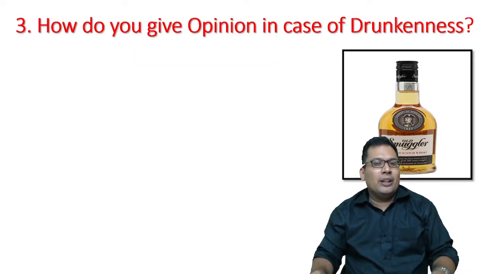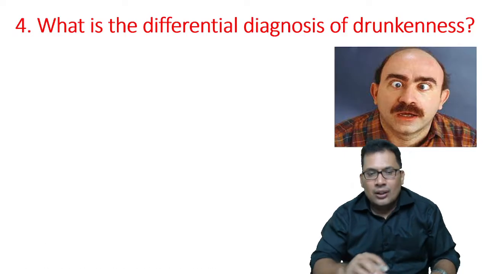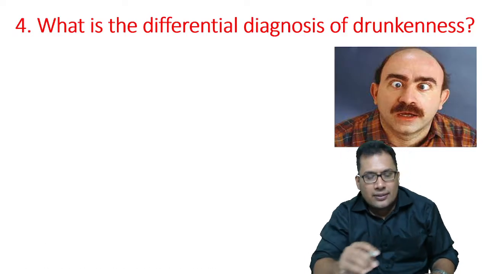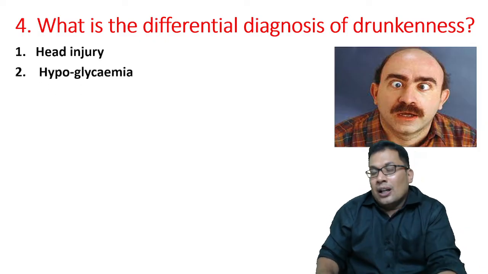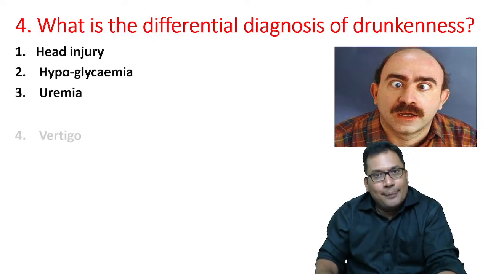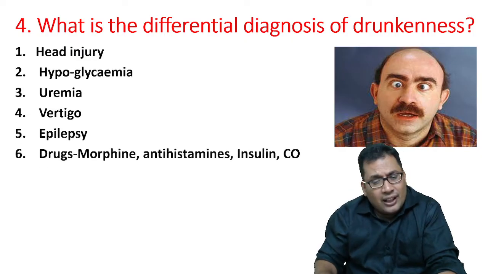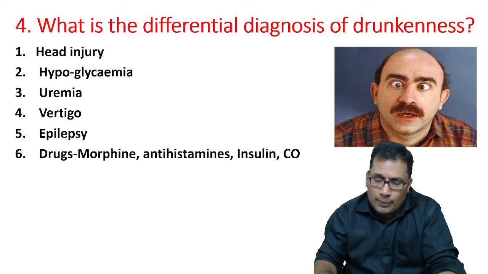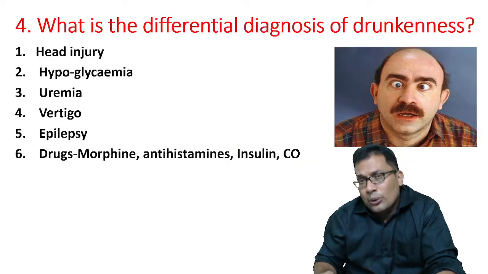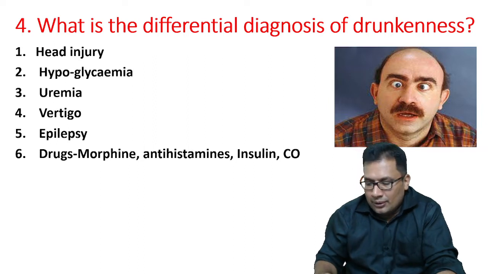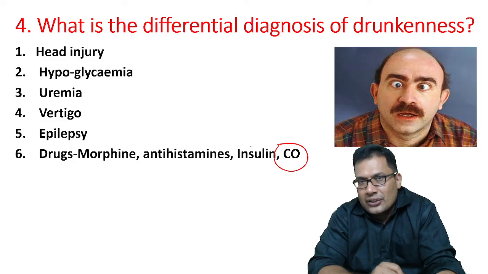How do you give opinion in case of drunkenness? Did we discuss that? What is the differential diagnosis of drunkenness? Head injury like extradural hemorrhage, hypoglycemia, uremia, vertigo, epilepsy, drugs like morphine, antihistamine, insulin, carbon monoxide. All these are the differential diagnosis that should be ruled out during examination. Even carbon monoxide poison can resemble drunkenness.